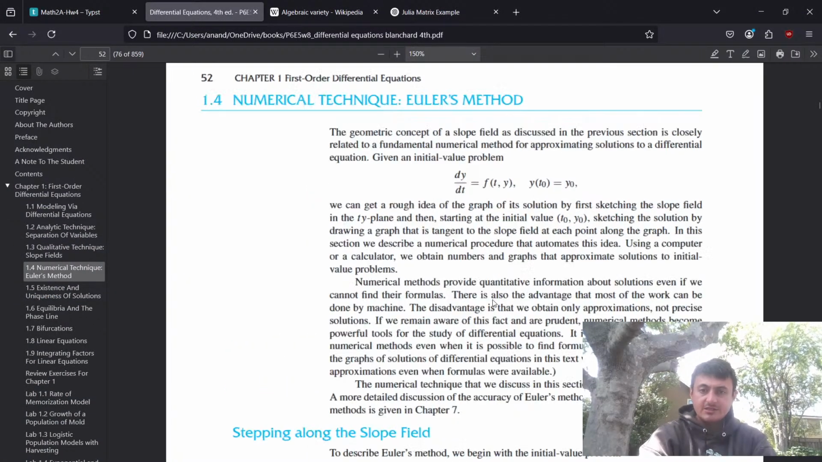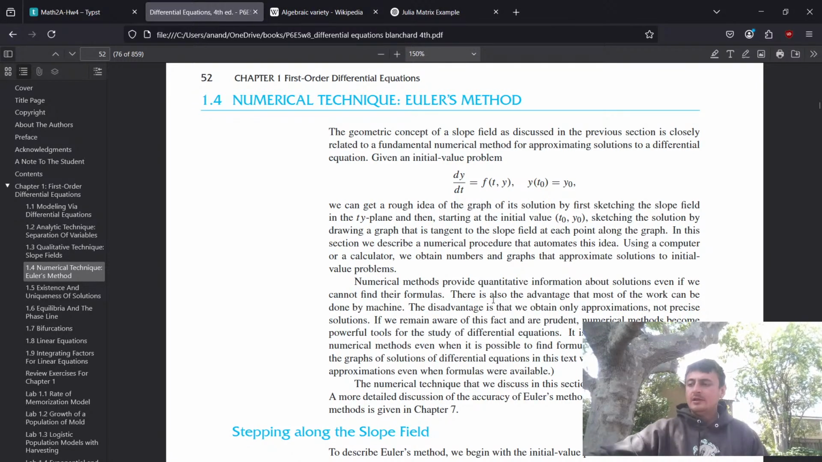All right, so today is Euler's method. So we're going to read it, and then we're going to do a couple problems, and that'll be that.